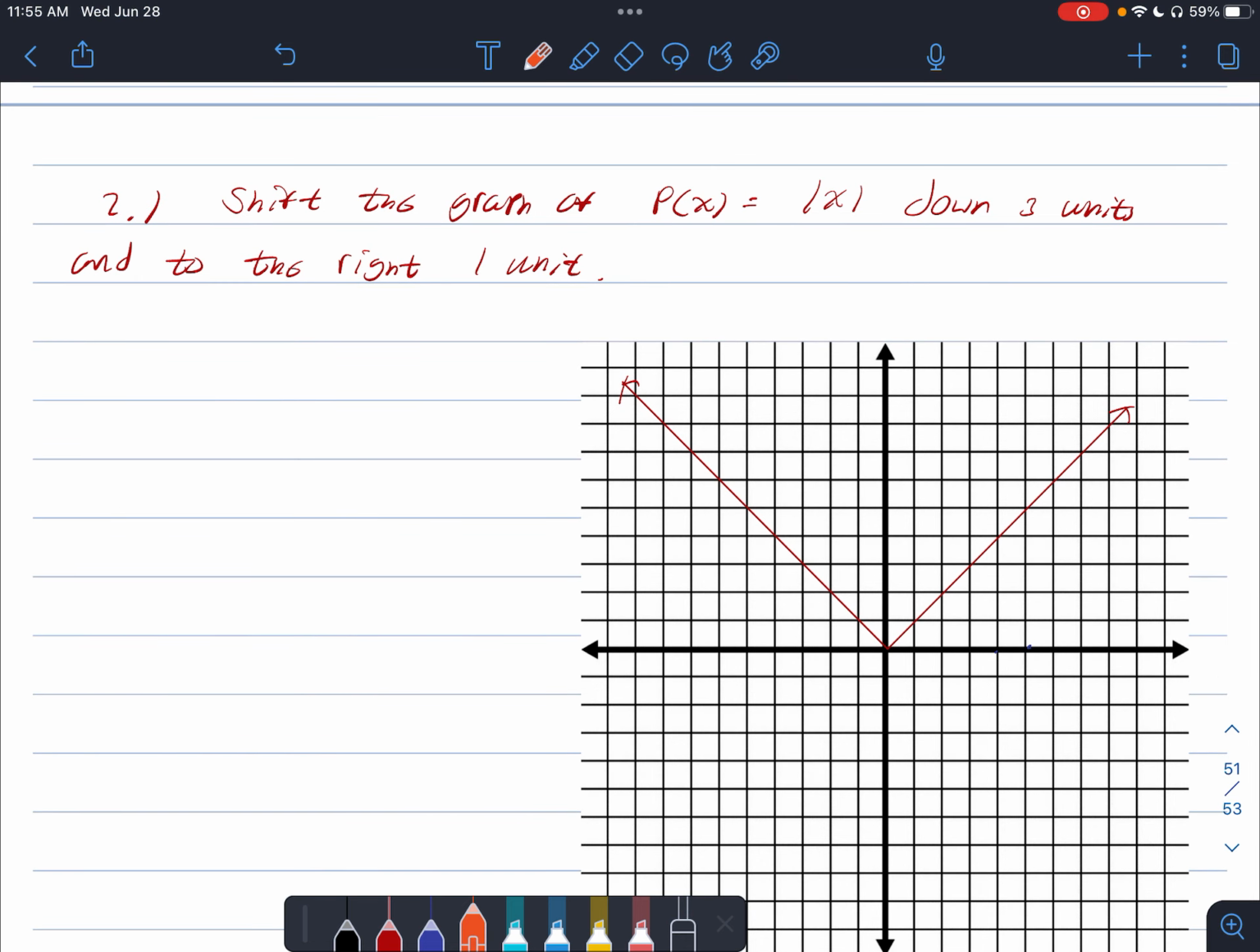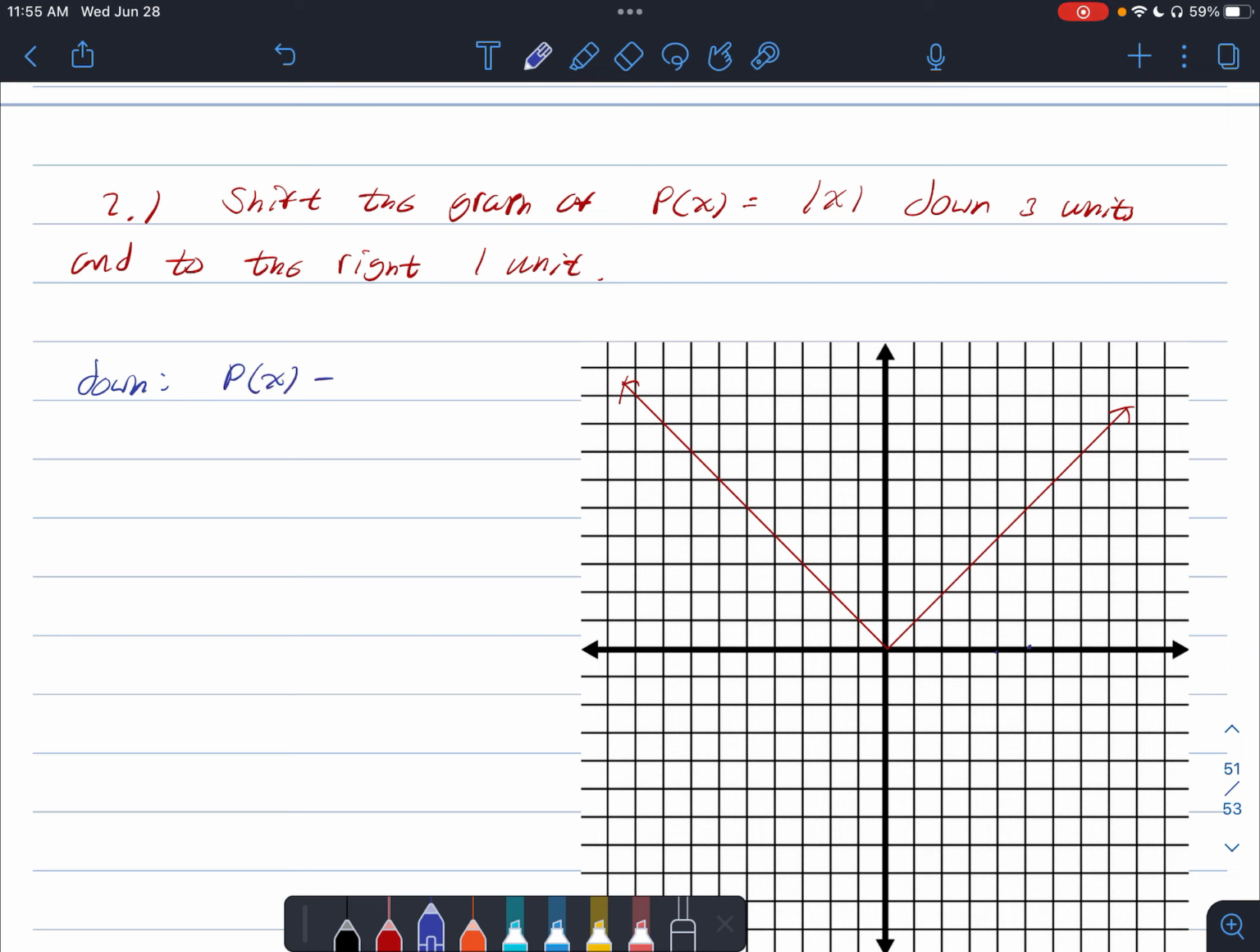Okay, let's take a look at this one. Here we have the graph P of x equals the absolute value of x, and we want to shift it down 3 units, okay? And we want to shift it to the right 1 unit. So down is going to be given by P of x minus 3, since we went down 3. And then if we want to go to the right, this is going to be given by P of x minus 1. Because remember, it's kind of counterintuitive here if we're going left to right.